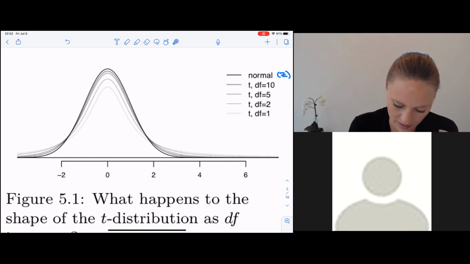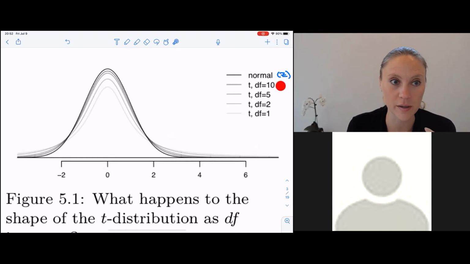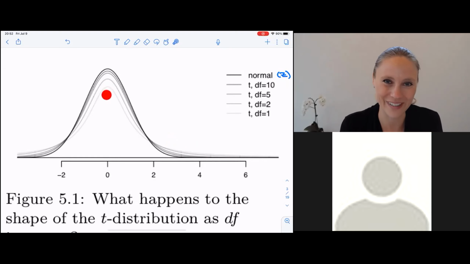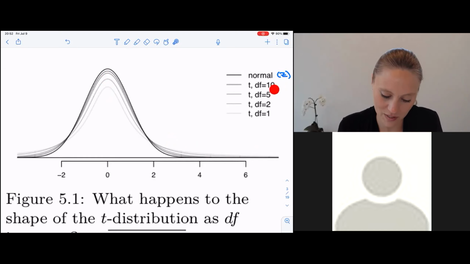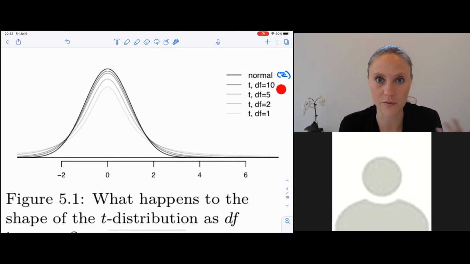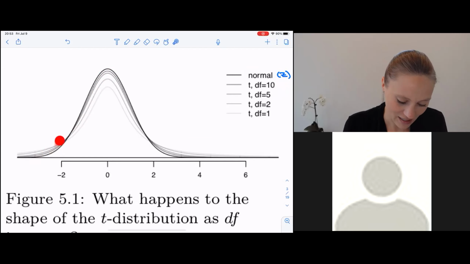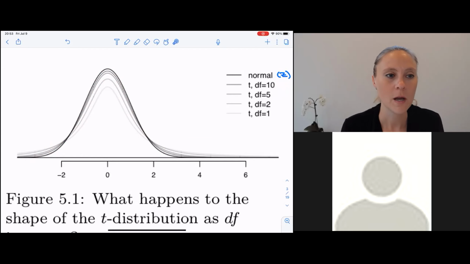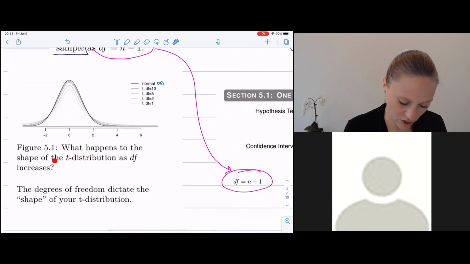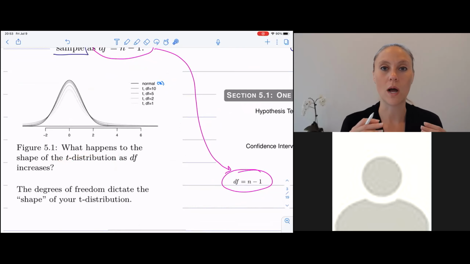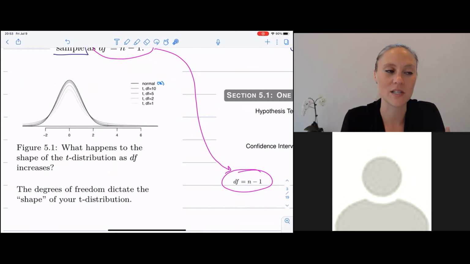But then what you see is we've only gone up to 10 degrees of freedom. What we're seeing here is that it quickly approaches the z distribution, the normal distribution. Even with a sample size of 11, since 10 degrees of freedom is from 11 minus 1, we're basically looking at the z distribution. So what happens to the shape of the t distribution as the degrees of freedom increases? Well, it approaches the normal distribution, or the z distribution.